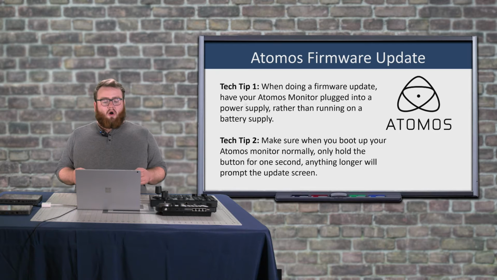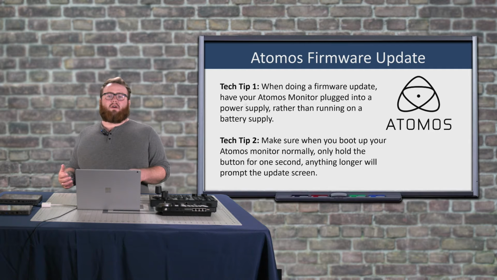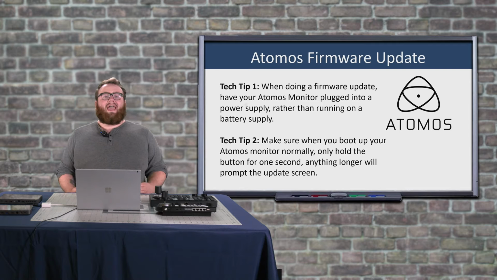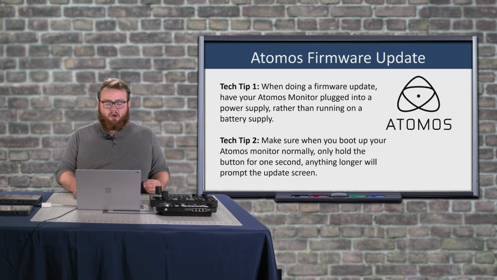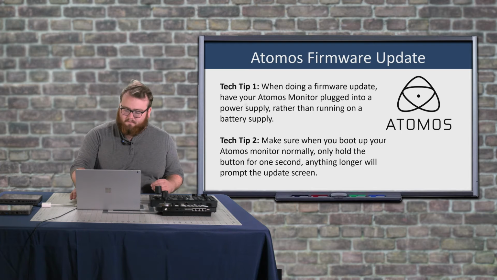Now, if you are booting up your Atomos monitor and you don't want to update, sometimes it will drop you on an error message upon boot up. That's if you're holding the power button. So if you want to go to the update screen, you got to hold the power button for 3 seconds. Any other time, you only want to tap that Atomos power button to get your monitor powered on. So little things that maybe you don't think of right away, but are important to know.